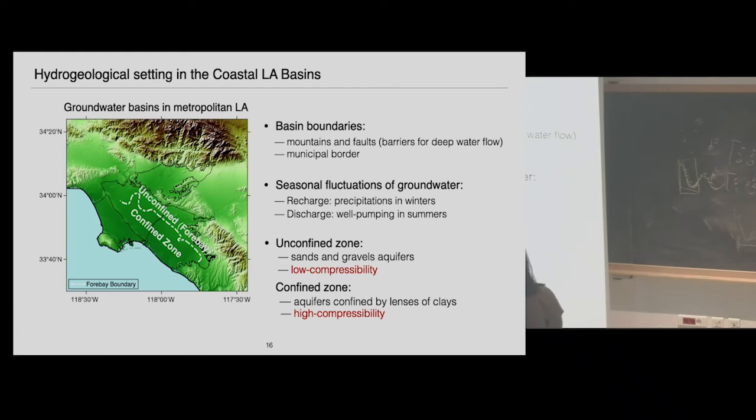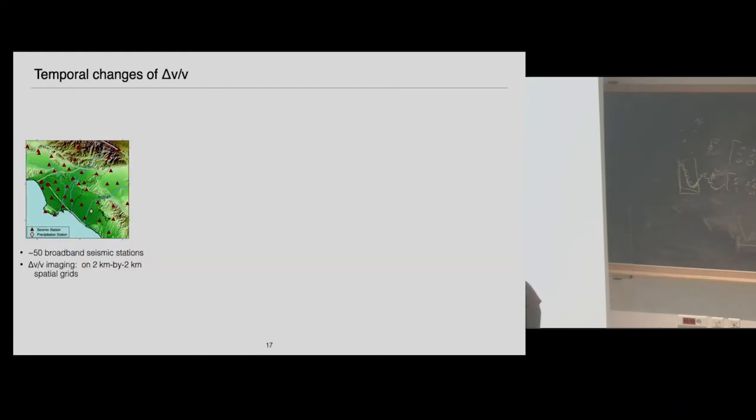So you can see the compressibility of these two areas is quite different. For this confined zone, because of the highly compressible clay content, this is a part that acts as a sponge. But the unconfined zone doesn't really deform much. So to calculate delta V/V, we use about 50 broadband stations in Southern California. And we then divide this area into 2 by 2 kilometer pixels to invert for delta V/V at each pixel.